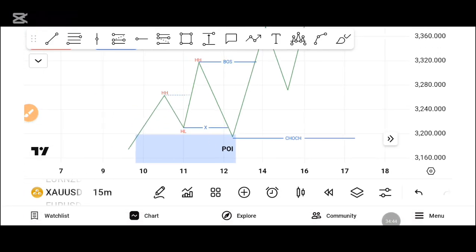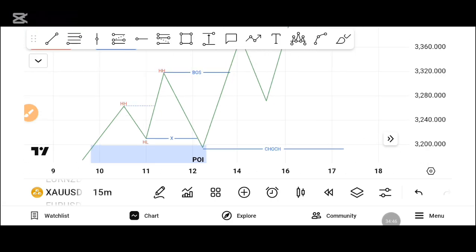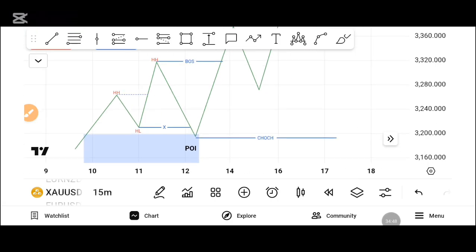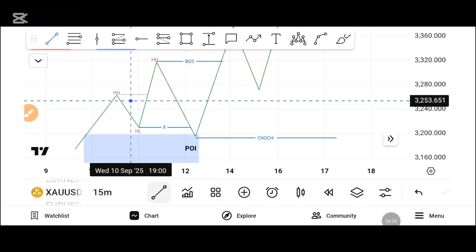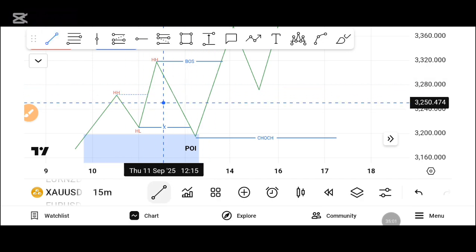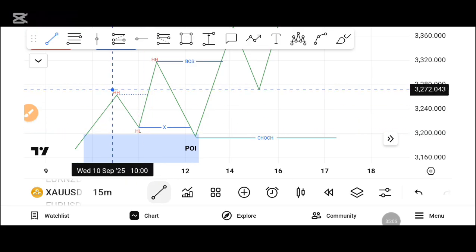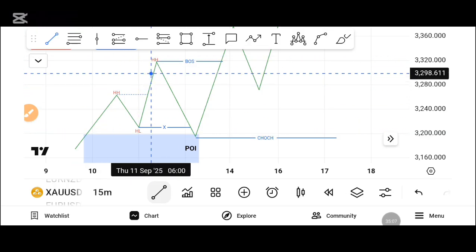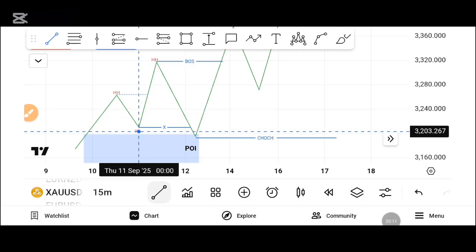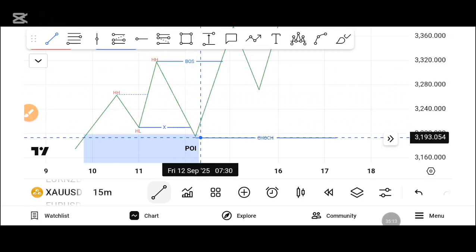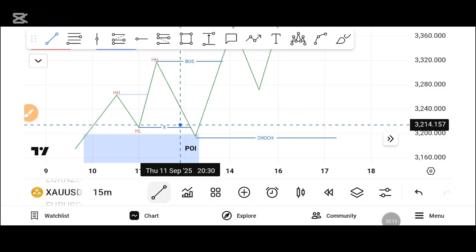Now I told you in our first drawing, our market structure mapping, that whenever price gives us a high, retraces back and gives us a new higher high, this now becomes our higher low. We don't want to see the market break this low for this market to continue this swing.